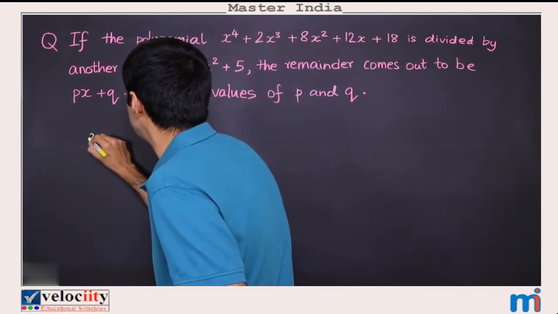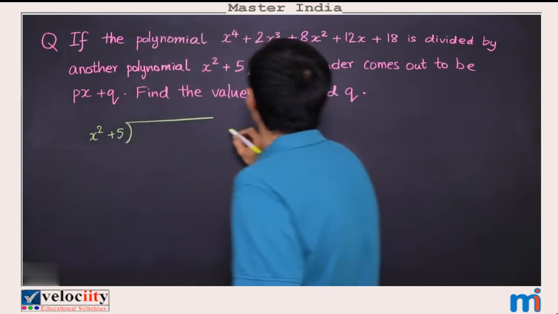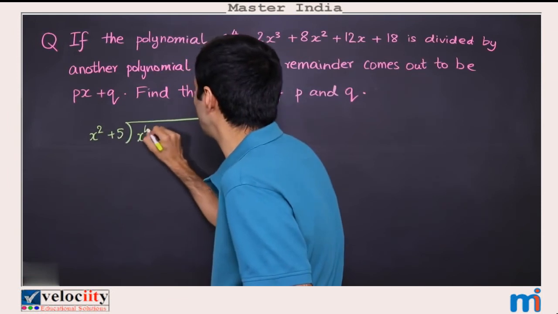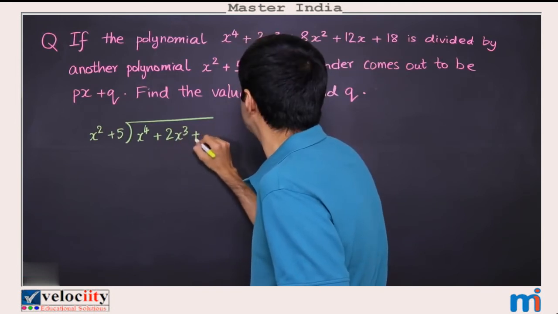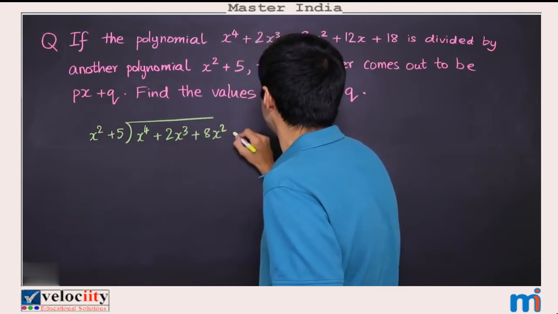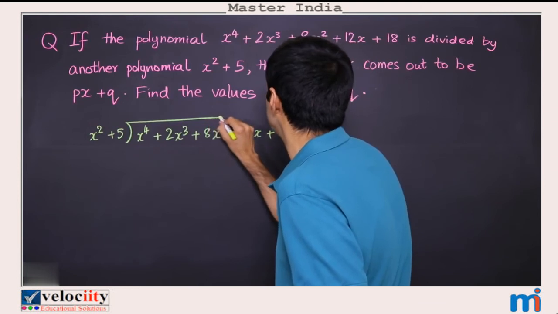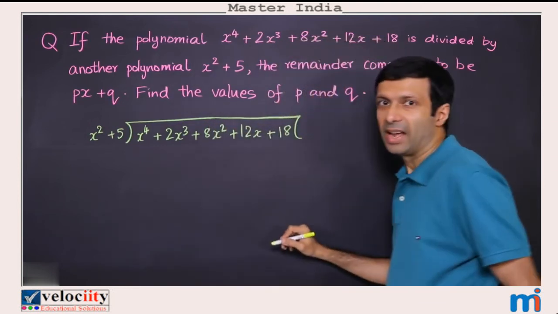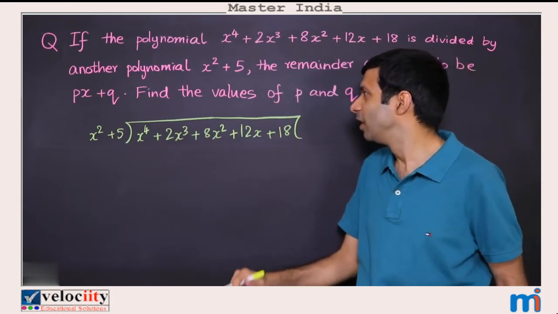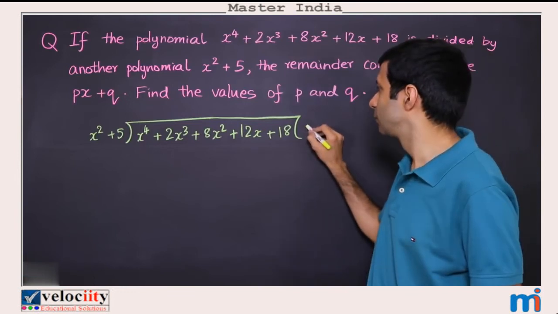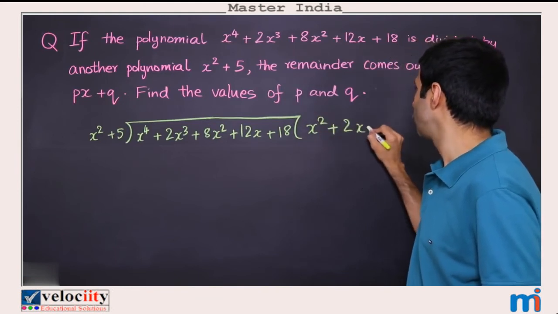So this is going to be our divisor, x squared plus 5, and we need to divide this long polynomial x to the power 4, so just write it down, plus 2x cube plus 8x squared plus 12x plus 18. And so let me extend this line right up to here. You need to sit and do this division. It's simple algebra, so you need to divide it. I'm not going to do it here. So I'll write down what the quotient is going to turn out to be: x squared plus 2x plus 3.